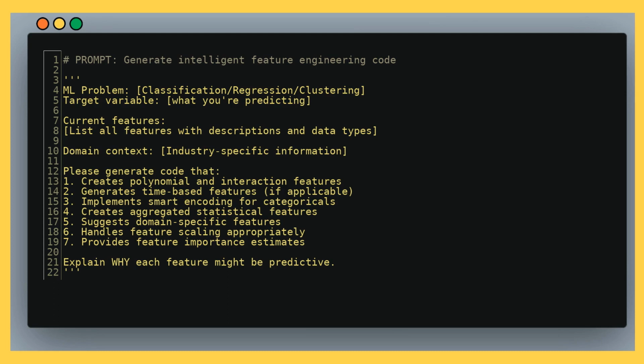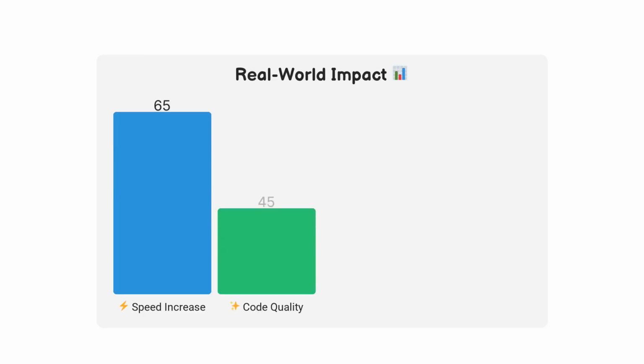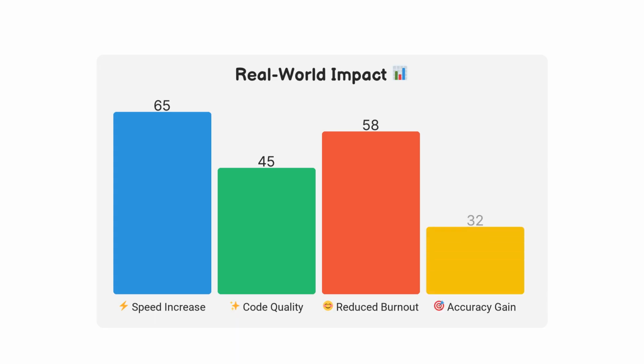This transforms ChatGPT into an intelligent feature engineering partner that combines statistical knowledge with domain understanding. Let me show you the real-world impact of these prompts. Teams using AI-assisted data analysis are completing projects 65% faster. That translates to finishing a 2-week project in just 3.5 days. Code quality has improved by 45% because AI generates best practices automatically. And perhaps most importantly, data scientists report 58% less burnout because they're freed from tedious tasks to focus on creative problem solving.